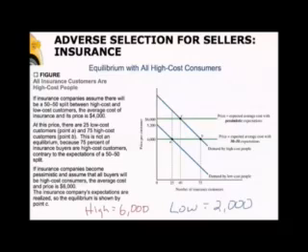But what we see is that demand from high-cost people drives out low-cost people. So low-cost insurance consumers don't consume any insurance, and we only have high-cost individuals getting insurance. That's the adverse selection problem for sellers, and we see that often in insurance markets.